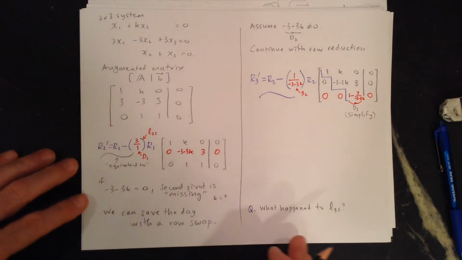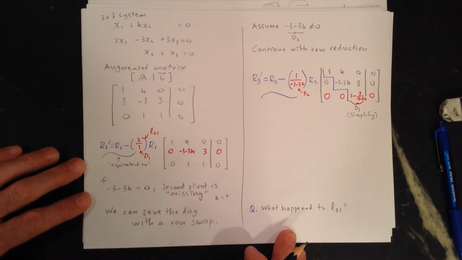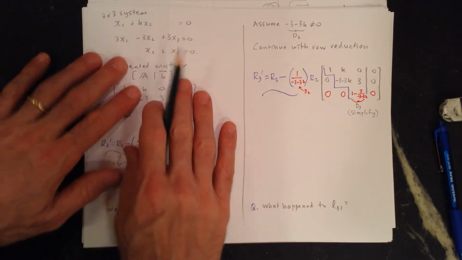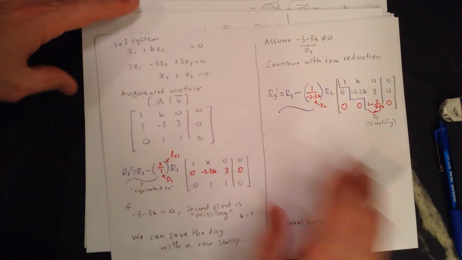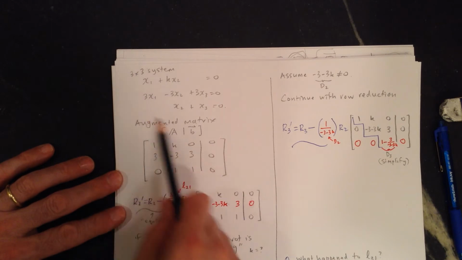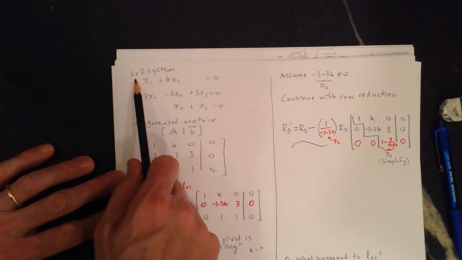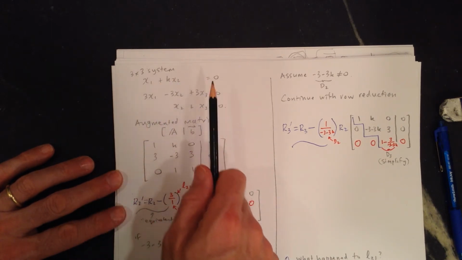Alright, so this is just a quick hint for one of the questions in assignment 1. It's question 5. So you're given this system up here. You're given this system up here. It's a 3x3 system, so 3 equations, 3 unknowns.